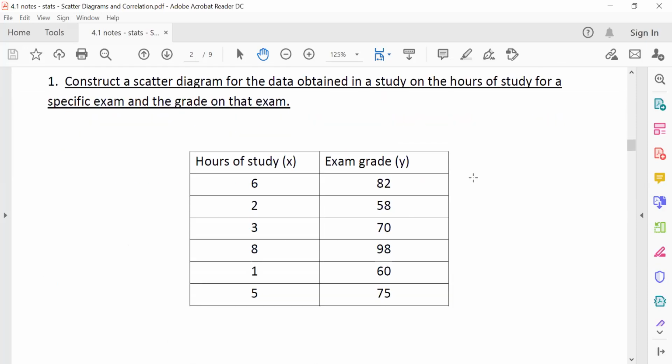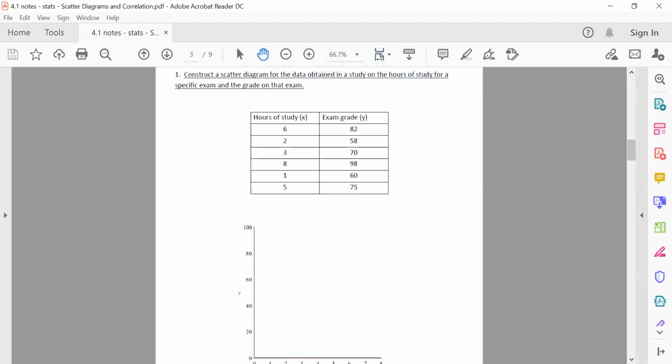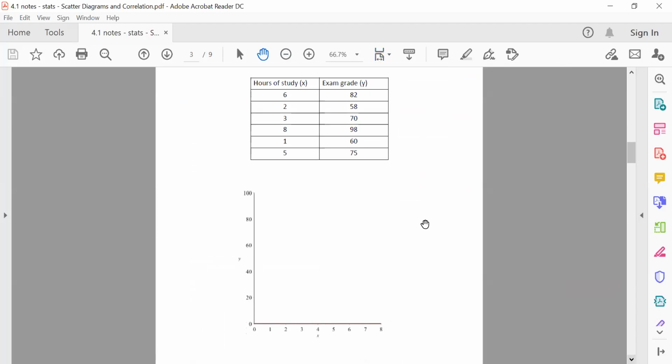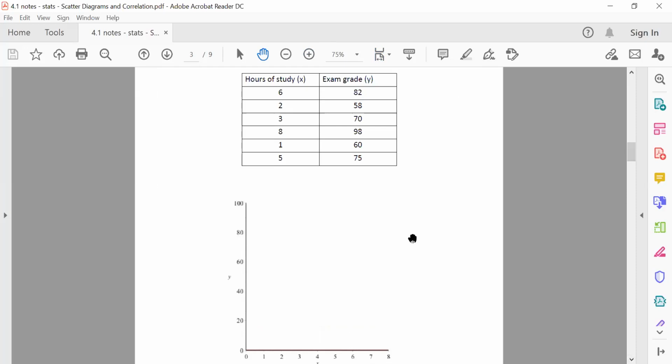And so we can construct a scatter diagram for this data. We'll use the chart down here. This data relates the number of hours a student studied for an exam and the grade that they got on that exam. So this person studied for 6 hours, ended up with an 82. This person studied for 8 hours, ended up with a 98. So what we're going to do, we'll make a scatter diagram out of that.